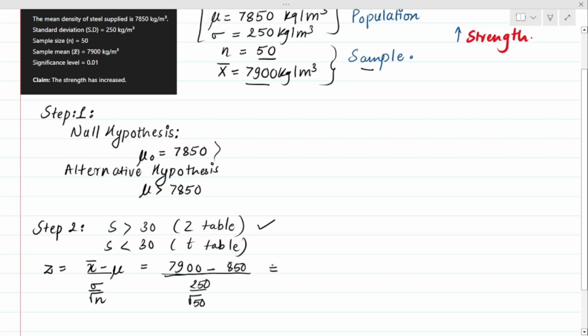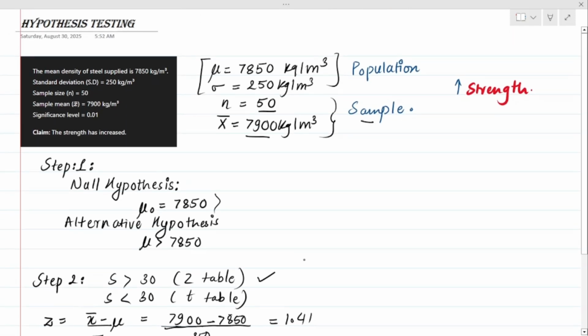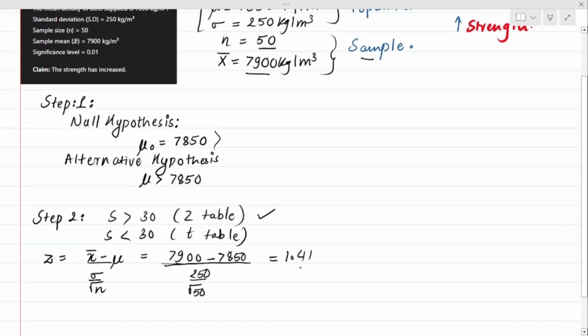And when you compute it using a calculator, sorry, this is 7850 and the new mean is 7900. I'm using the calculator right now, and you can also use it. 7850 and 250 divided by root of 50 gives you 1.4, so this is 1.41. This is the value of Z that you obtain.